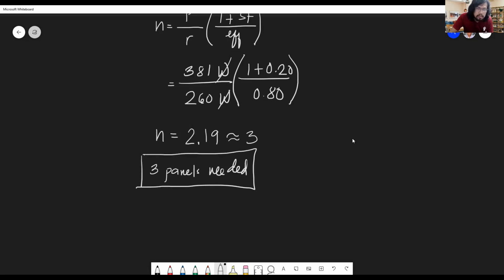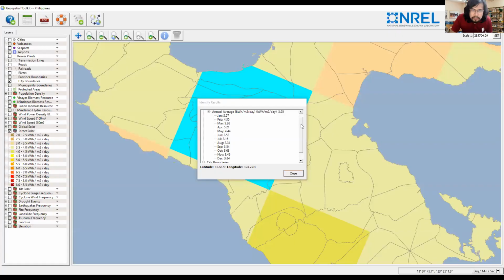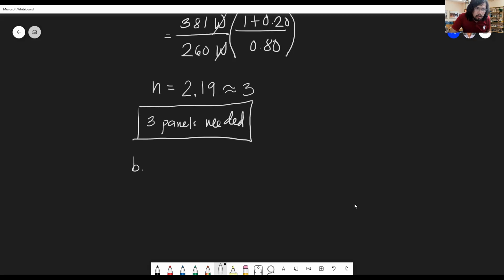This is for a grid-tied system. Now for an off-grid system, what should be done is to look into the details of the direct solarization and determine the smallest value, and that would be 3.16 for the month of July. Now, this same value will be used to solve for the number of panels.